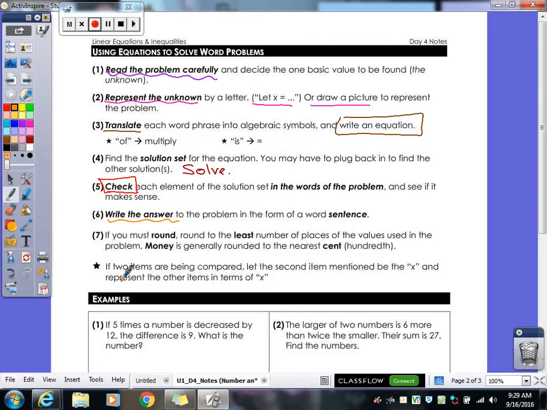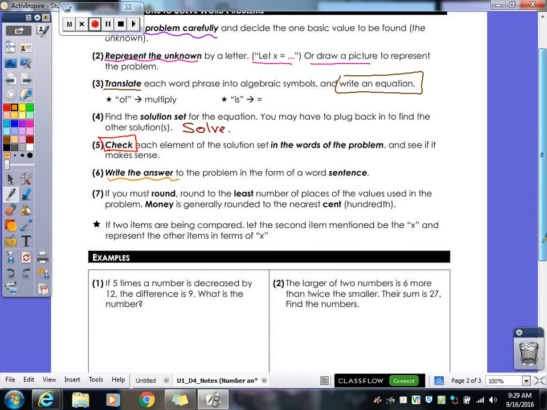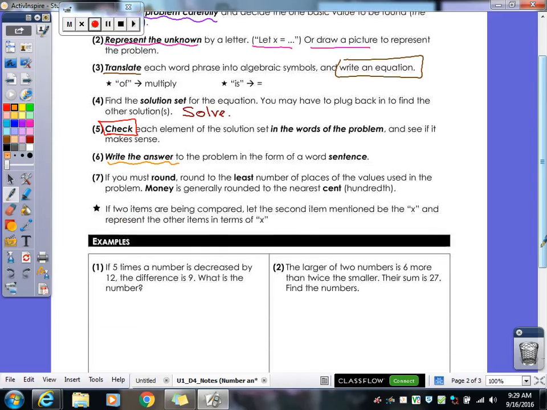We do quite a bit of writing now in math, because a lot of times you need to write what is your answer, explain your answer, how did you arrive at your answer. These are all new questions that we use a lot now. Rounding, you need to make sure you pay attention to where you round to. Money, they don't generally tell you where to round to, so you got to go to the nearest cent, which is the nearest hundredth, 2 numbers after the decimal.